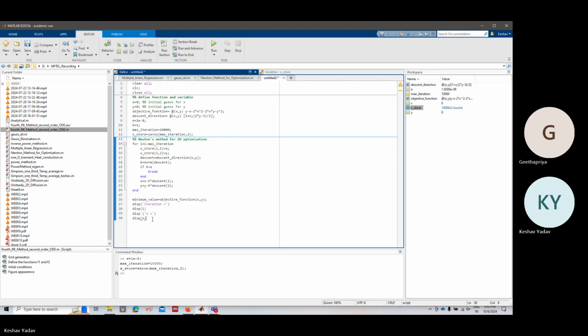X. Similarly, I want to display y. I want to display the minimum value. This will be equal to what?